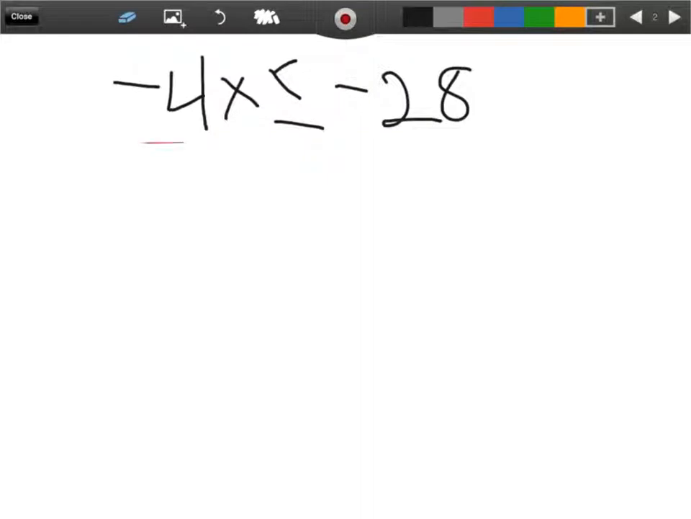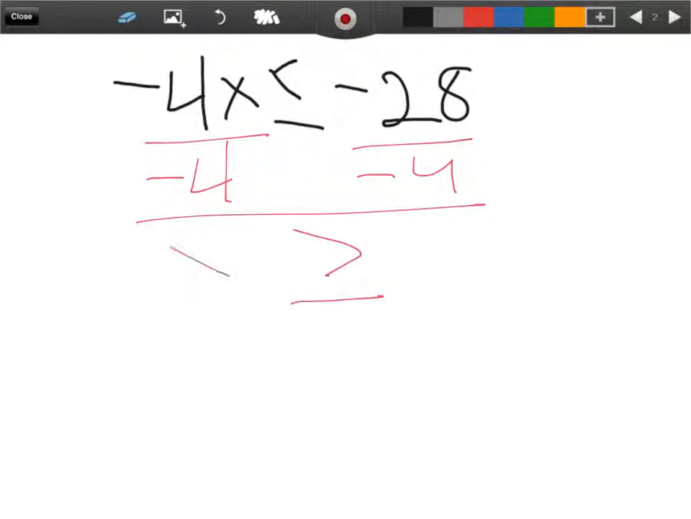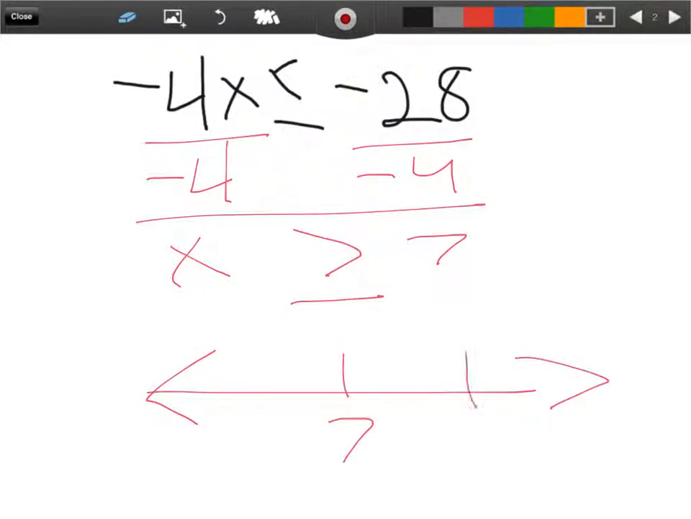In this problem, you divide both sides by -4. Since we're dividing by a negative, you flip the sign. And the answer is 7. You graph it like this. You put a closed dot on 7, and the arrow is pointing to the right.